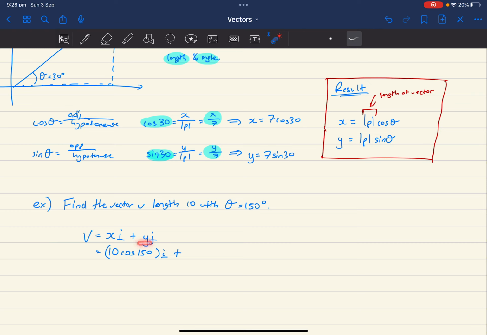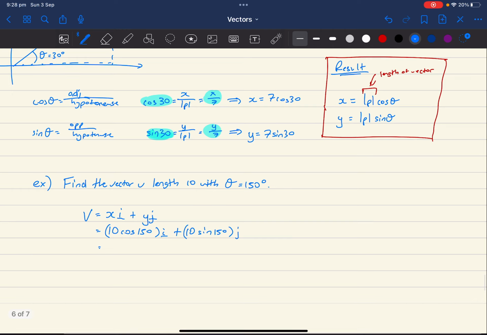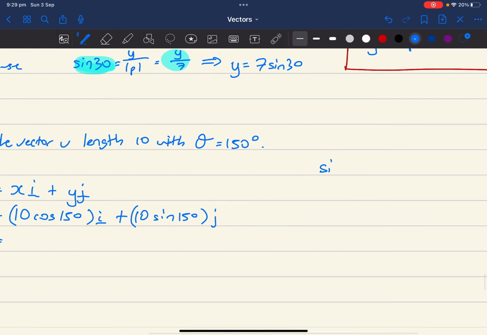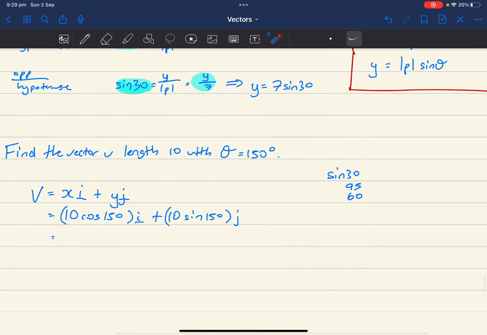For y, you can see it's just the length times sine theta. So the length is 10, and sine 150, right? And then j. So simple as that. It's fairly simple. Just remember, for things like this, whenever they have something like sine 30, 45, or 60, or anything like that, remember they want you to write in exact form, right?